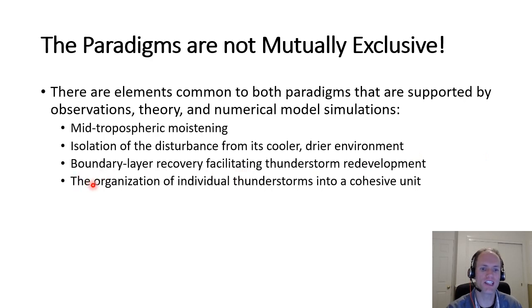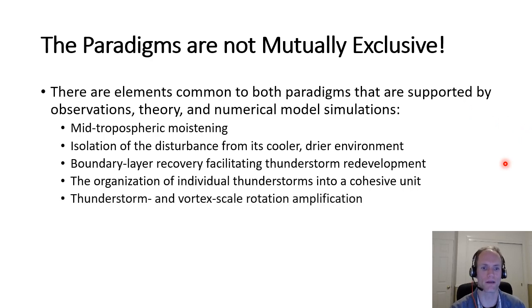They also emphasize the organization of individual thunderstorms into a cohesive unit. The top-down starts with that as the outcome. The bottom-up brings individual ones together over time into a cohesive unit, but they both get there eventually. And they both relate to thunderstorm and vortex scale rotation amplifying. The top-down looks at thunderstorms on that vortex scale, so they're occurring concurrently, whereas the bottom-up is amplifying it first on the thunderstorm scale, and then as it merges together, amplifying it on the vortex scale.